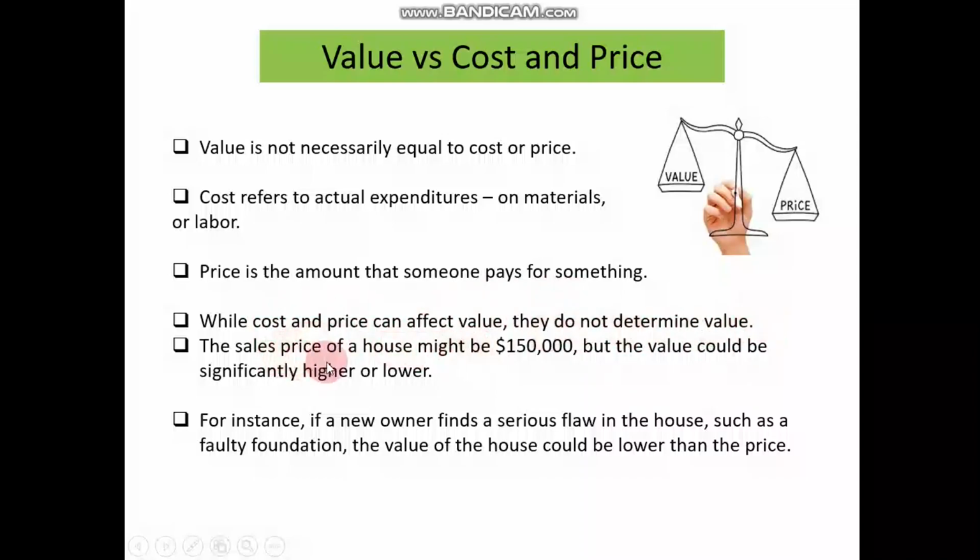The sales price of a house might be 150k, but the value could be significantly higher or lower. Okay? So for instance, if a new owner finds a serious flaw in the house, such as a faulty foundation, the value of the house could be lower than the price.